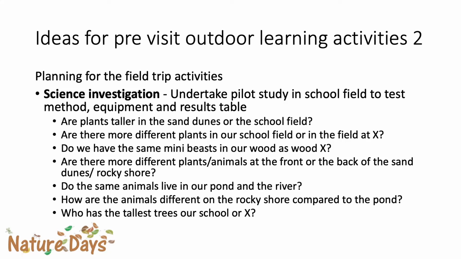First of all, the obvious thing is science investigation. If you're not sure about it, you need to undertake the scientific method. So you need to identify a question, come up with a prediction, and decide on equipment. You need to know the method, so what you're going to do, and undertake a pilot study. That's a great thing to do in your school field to test the method that you've chosen. You can then test and upskill yourselves in using the equipment, and you can create a results table so that when you go on the field, you've got the results table, you've already followed the method, you know what equipment you need, so you're just going to repeat what you did in a different location.